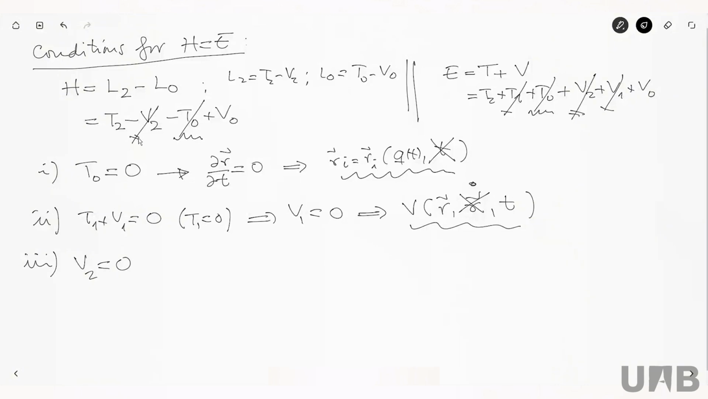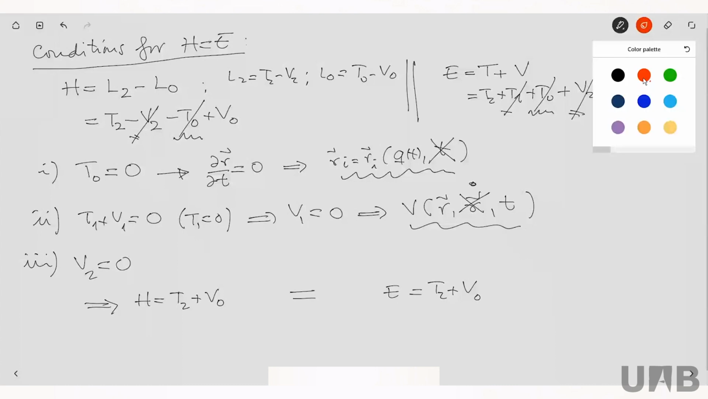It's not there. And then at this point, we have that the Hamiltonian equals T2 plus V0, and the energy equals T2 plus V0. So in this case, they are the same. If the position vectors don't depend explicitly on time, and the potential does not depend on velocities, the Hamiltonian and the energy are the same. Okay? So that's one result.